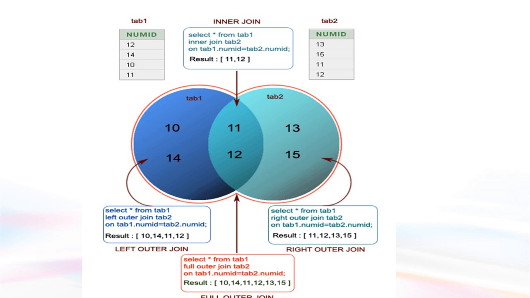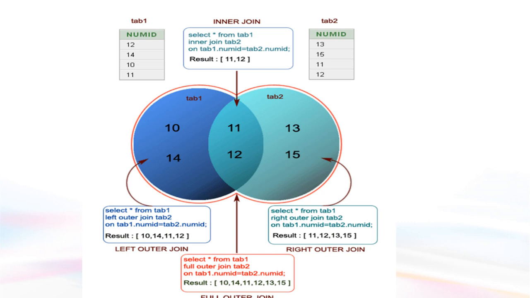Similarly, right outer join works the same way: the records which are there in the right table but not in the left table, that is 13 and 15, and also the common records, that is 11 and 12. These records will be printed as a right outer join.